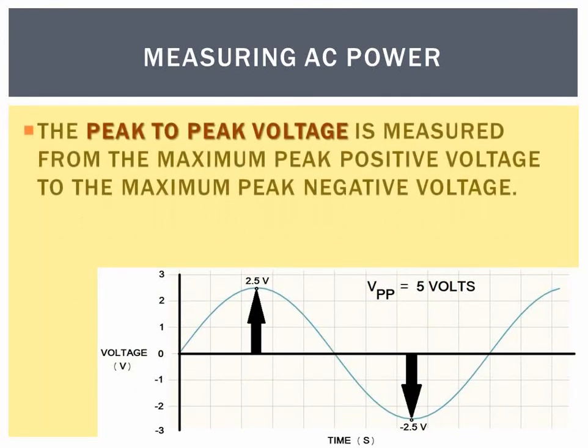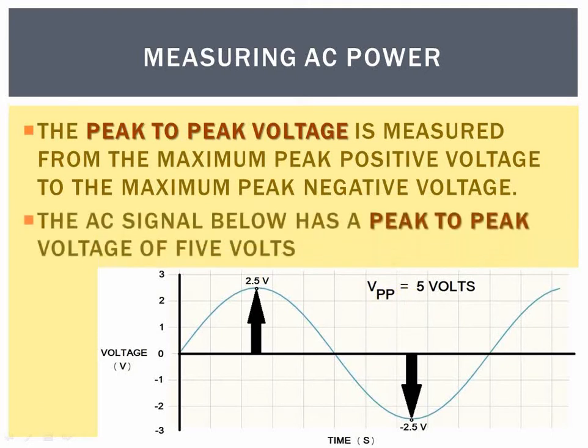The peak-to-peak voltage is measured from the maximum peak positive voltage to the maximum peak negative voltage. So we can see here that the maximum peak positive voltage is 2.5 volts. The maximum peak negative voltage is minus 2.5 volts. That makes the peak-to-peak voltage equal to 5 volts and is represented by V with subscript PP for peak-to-peak. The AC signal below, as mentioned, has a peak-to-peak voltage of 5 volts.